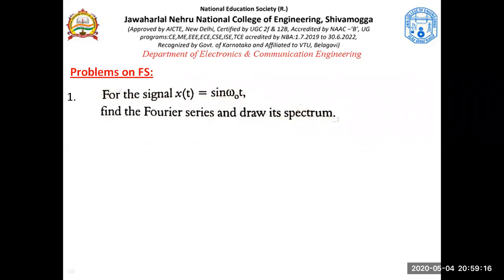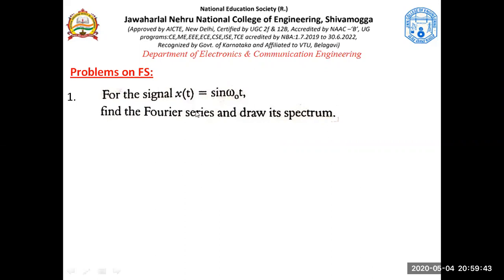Understand, this sine omega naught t is a sinusoidal signal, which can be expressed in terms of complex exponents. Remember that. Sinusoidal signals can be expressed in complex exponentials also. For such a signal we have to find the Fourier series and draw its spectrum.